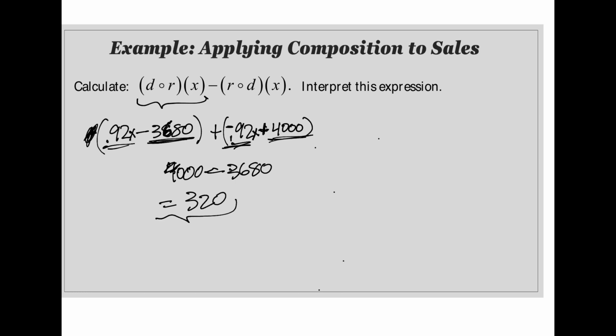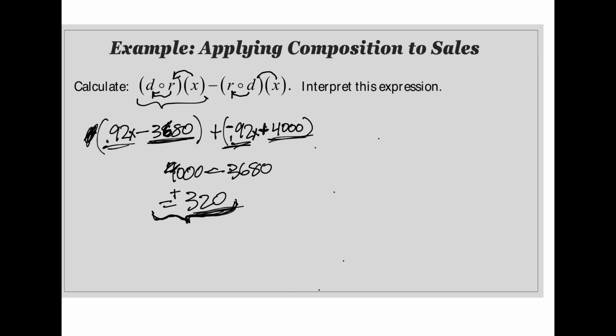So what's the lesson? What is this telling us? What this is telling us is, as far as the overall price that we're going to pay for the car, if I take my rebate first and then the discount, the price of the car is going to be $320 more than if I took the discount and then followed it by the rebate.